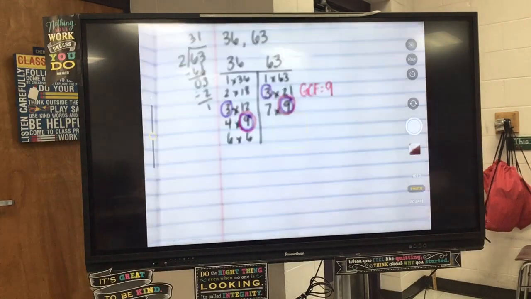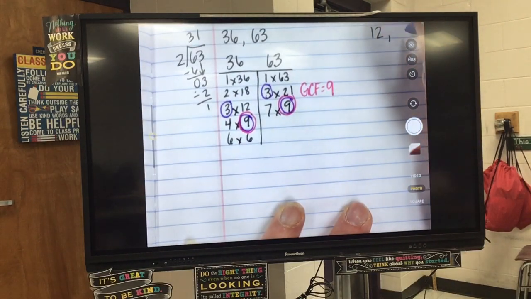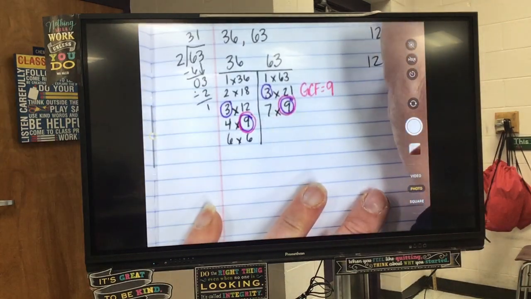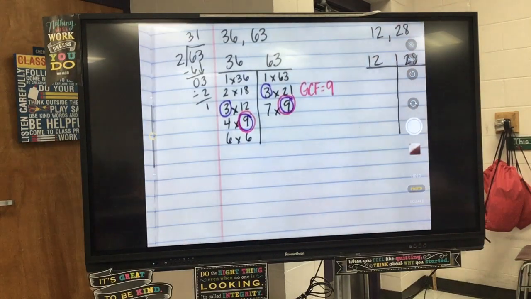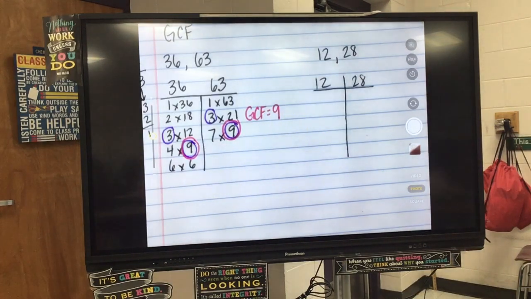All right, next one. You guys are doing, I'll let you do it as a group. So you have 12 and 28, and you're finding the GCF. So stand up as a group when you have your answer. Remember, you're working as a group.